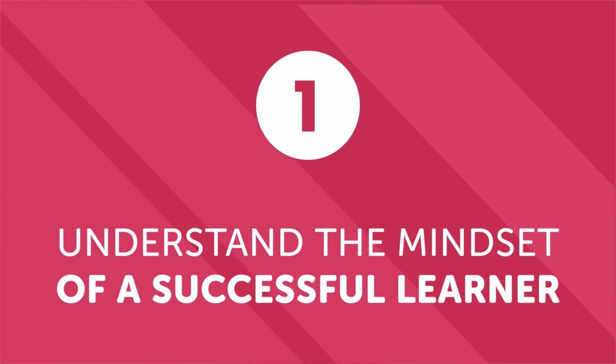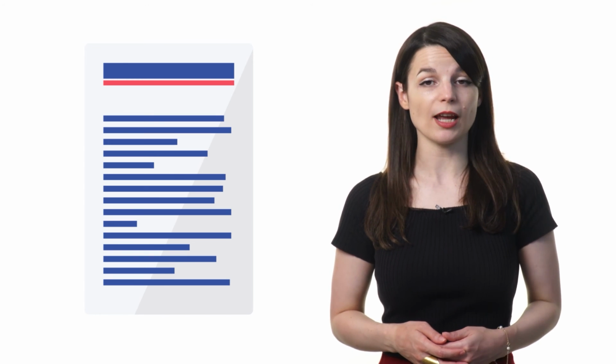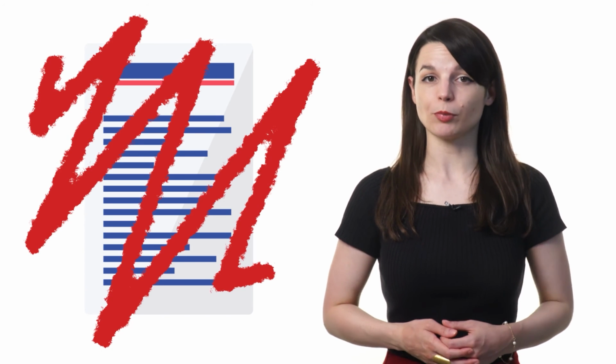Let's begin. Number 1, understand the mindset of a successful learner. Some learners are more successful than others. A key difference between successful learners and less successful learners is in the way they approach problems. Some learners rely completely on a learning program. If there's a grammar rule or word they don't understand, they get frustrated and blame the program. They don't look for solutions.